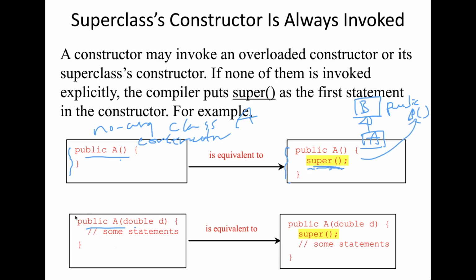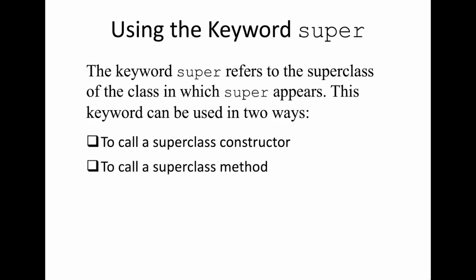In the case of a user-defined constructor with some arguments, if we do not explicitly call any constructor, by default a call to the superclass's default constructor is invoked. The call to super is always at the first line in the constructor. Let's say you have some statements here and you choose to put super at the end of this or somewhere in the middle. This will give you compilation errors. Let's look at more examples.